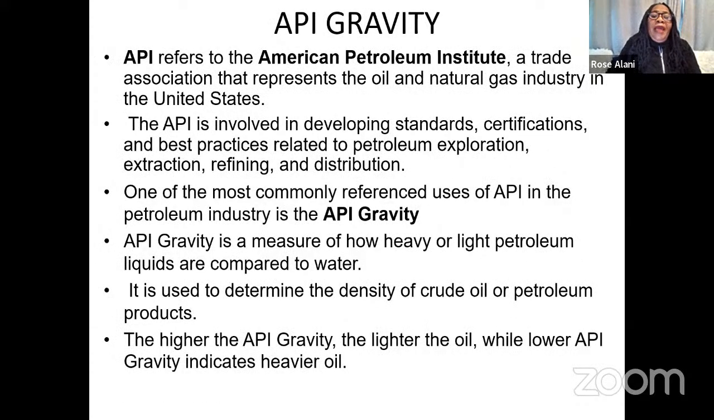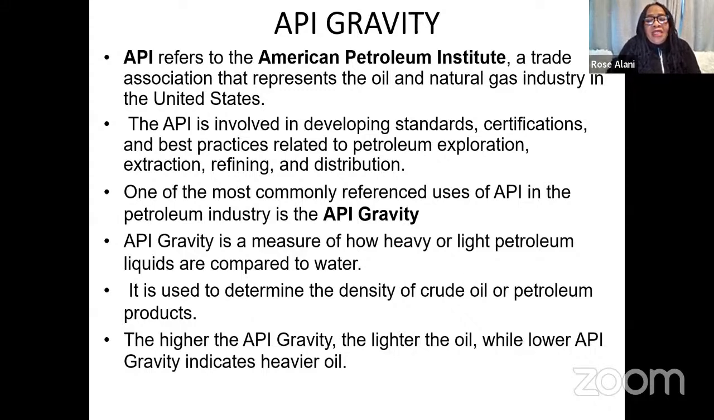So API refers to American Petroleum Institute, a trade association that represents the oil and gas industry in the United States. API is involved in developing standards, certifications, and best practices related to petroleum exploration, extraction, refining, and distribution. So we use API gravity in the petroleum industry.